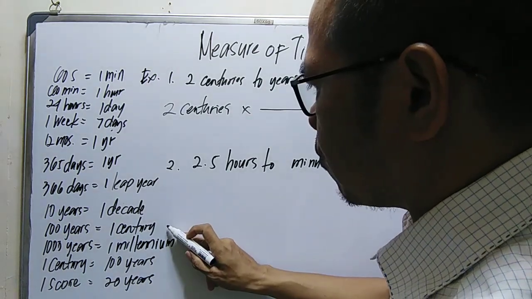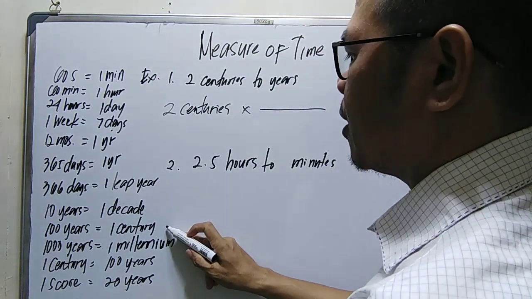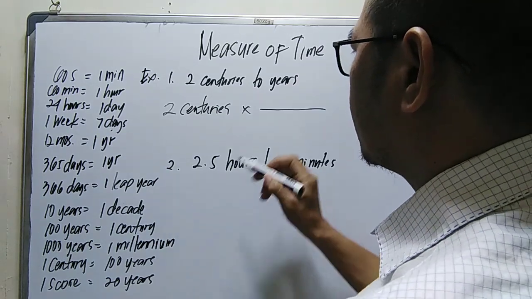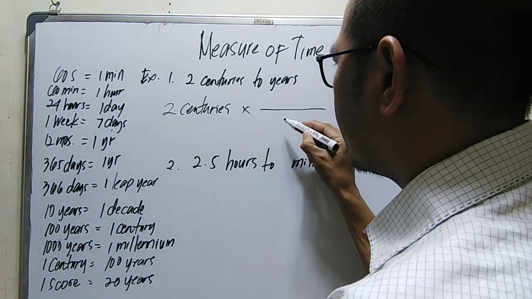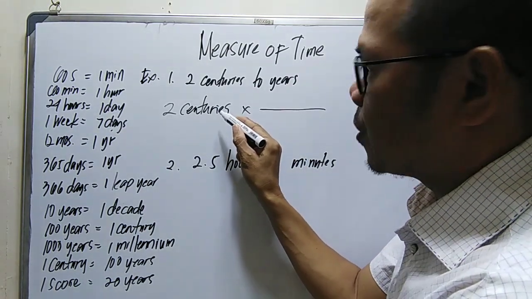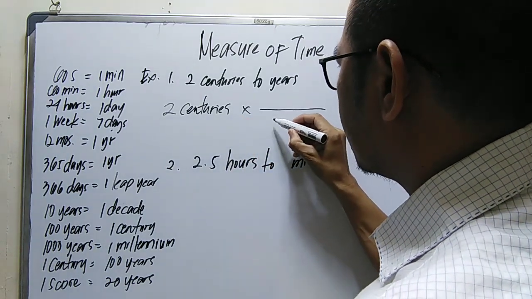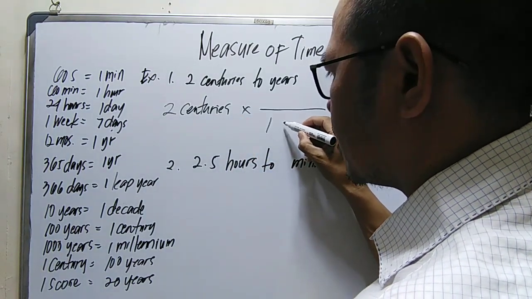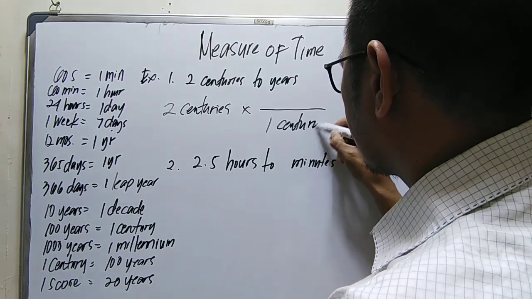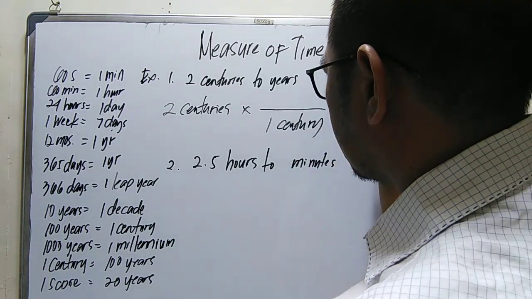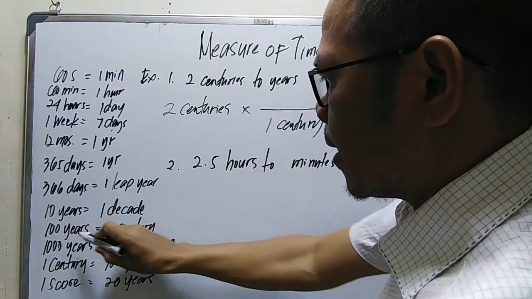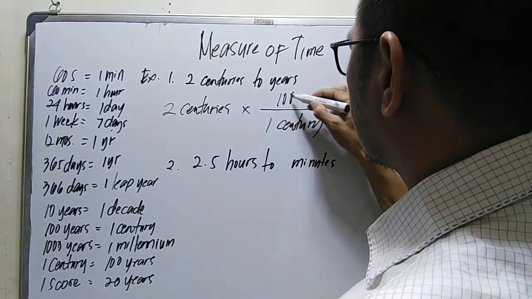Dito pa kanina, naulit pa. 100 years is equal to 1 century. So, yung denominator, dapat the same unit sa ating original na measurement, which is century. So, dito sa denominator, 1 century. Ayan. Tapos sa numerator is itong 100 years.